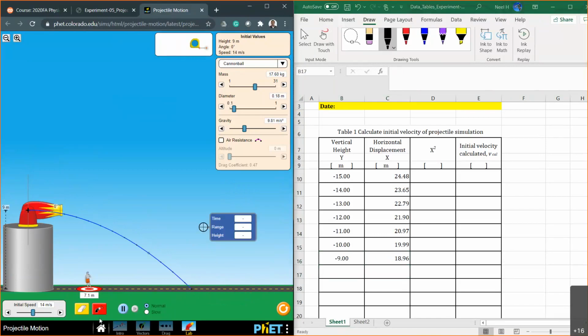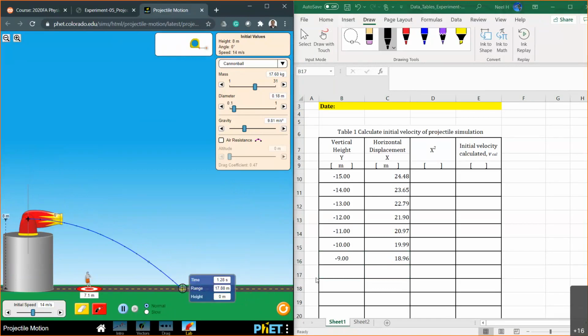Then the next position on vertical is negative 8. Range is 17.88, negative 8, 17.88. I add these 2 decimal places for the y-axis purposely. You can see the simulator does not give you that much accuracy. But since the range has 2 decimal accuracy, let's assume we can measure the vertical also with the same accuracy. Okay.